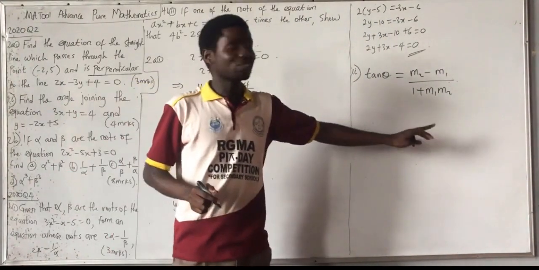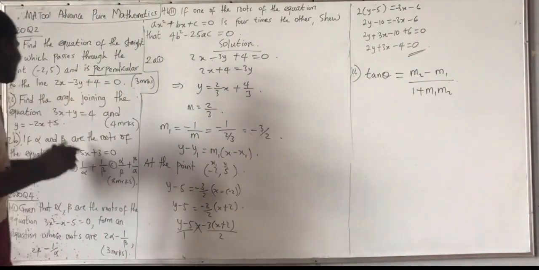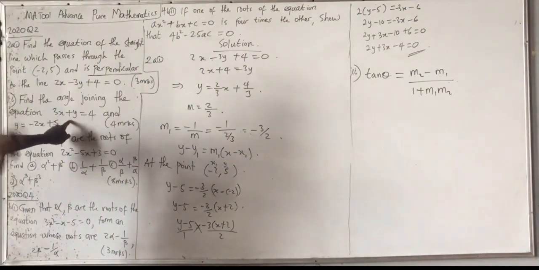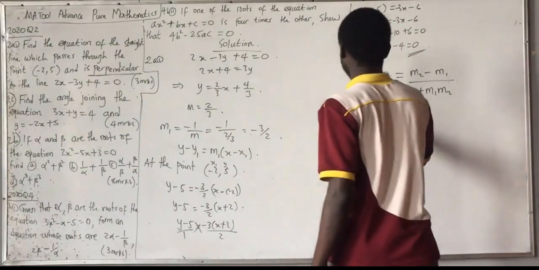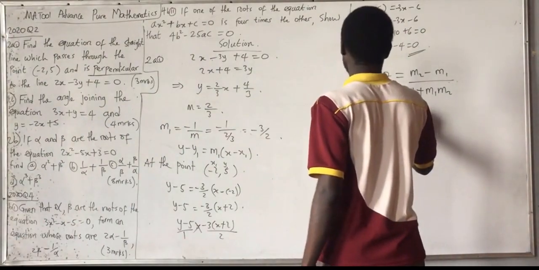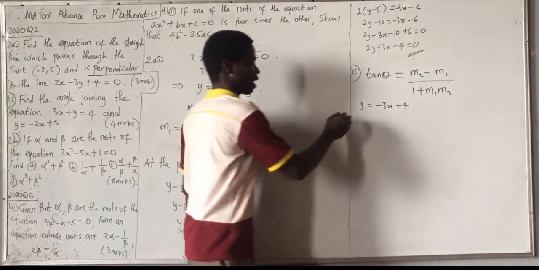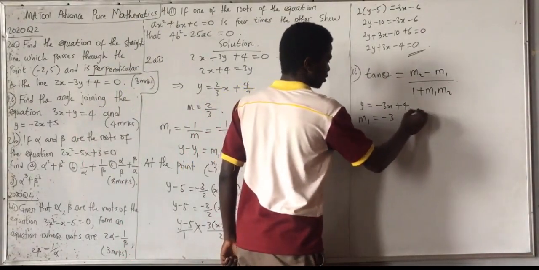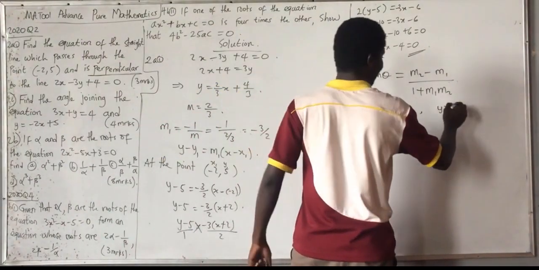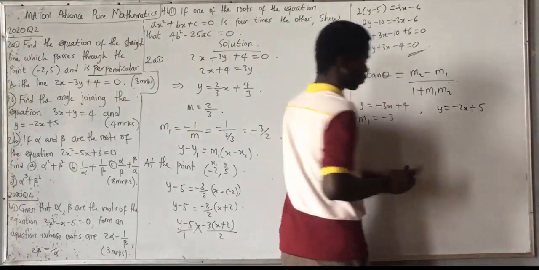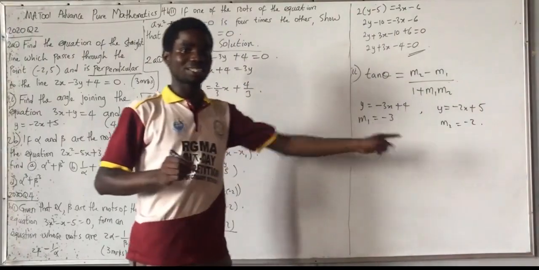This is how you are going to get the angle. m1 is the gradient of the first line, m2 is the gradient of the second line. So this is the first line. Make y the subject of the formula. y will be equal to minus 3x plus 4. That is what you are going to have. So that means m1 is equal to minus 3. Now the second one, we've already made y the subject of the formula in that one. So m2 is negative 2 for that second one.